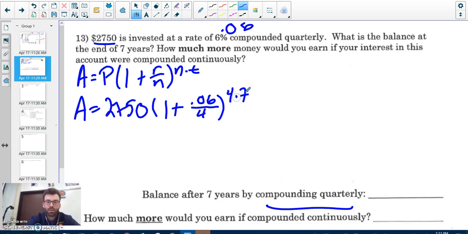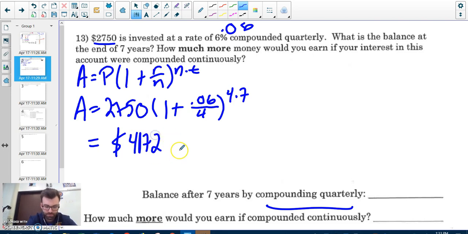After plugging this into my calculator, you should arrive at the number I got, 4172.36.